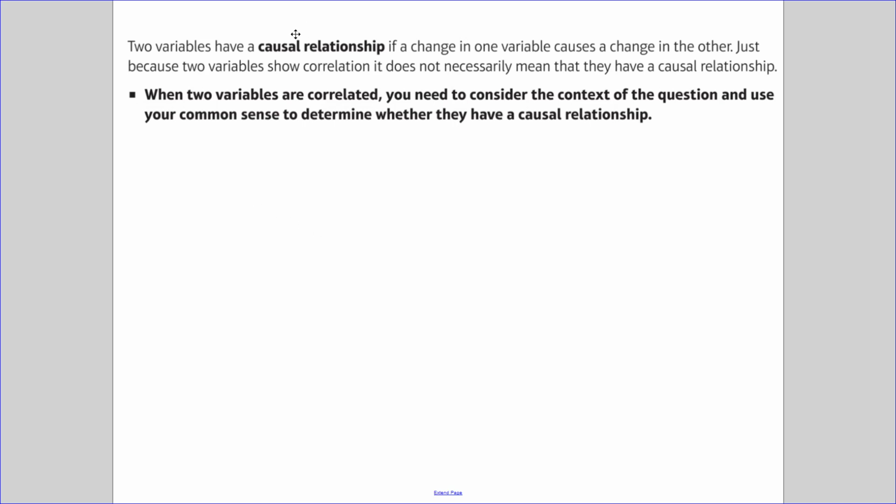So we use this idea of a causal relationship. Just want to make sure you're not misreading this. This is not a casual relationship. This is a causal relationship, which means one variable causes a change in the other one. So just because you've got a correlation doesn't necessarily mean that one thing causes the other. There might be another factor. There might be something we've overlooked. There might just be luck. It might be a case of finding two things that happen to have the same pattern.